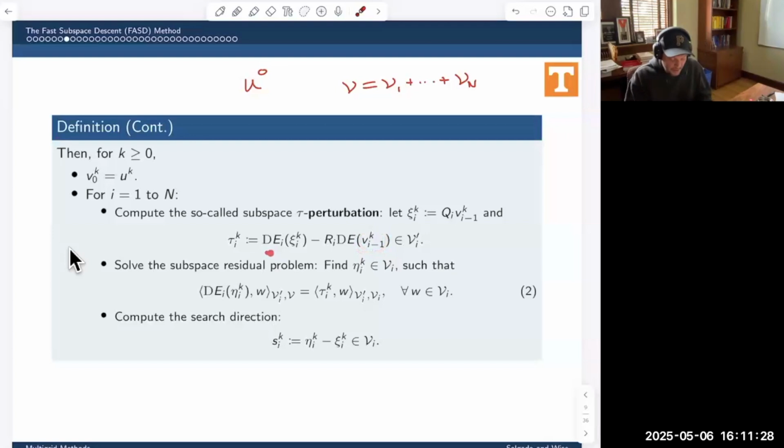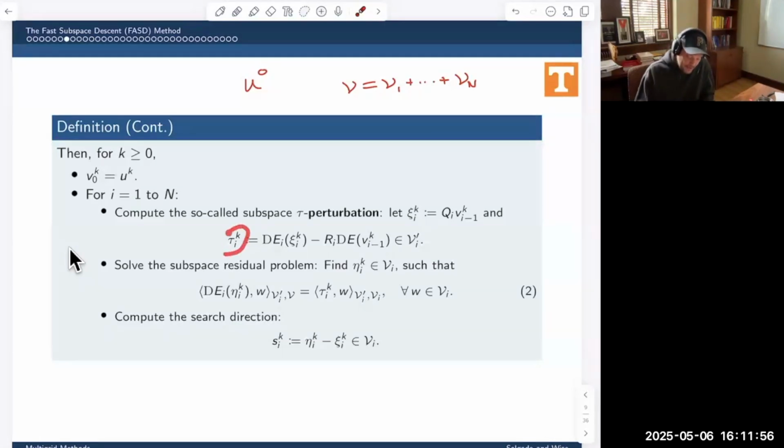This whole thing is the difference of two linear operators on Vi, and so they're bounded linear operators on Vi. So this difference is in Vi prime. That's called the tau perturbation. So we have to put that in our pocket for now, but we're going to come back to why that's useful to us in a moment. Well, probably 30 minutes from now.